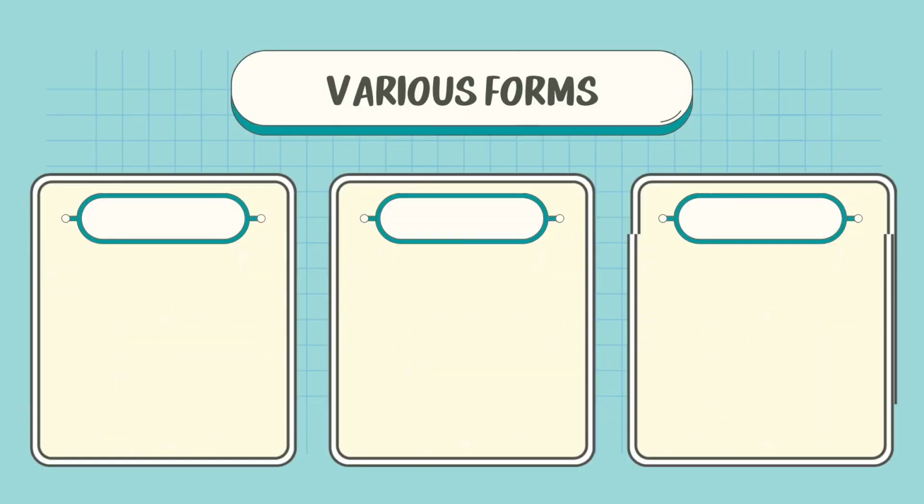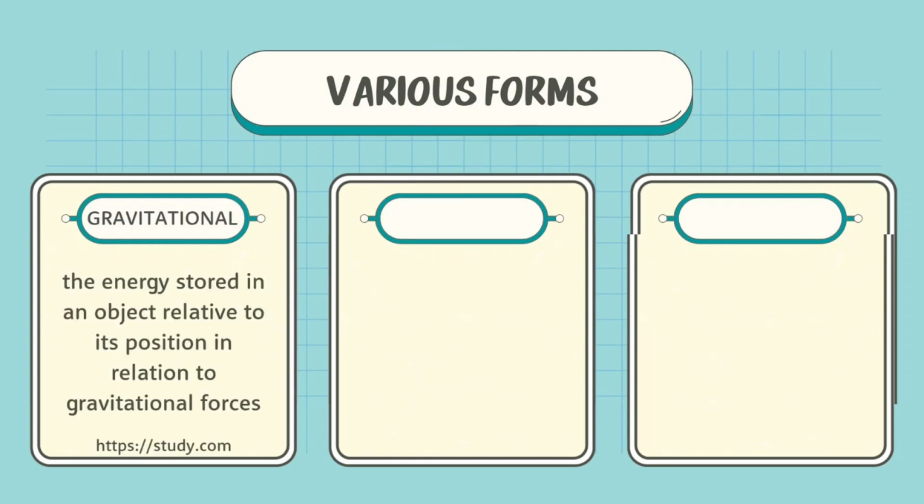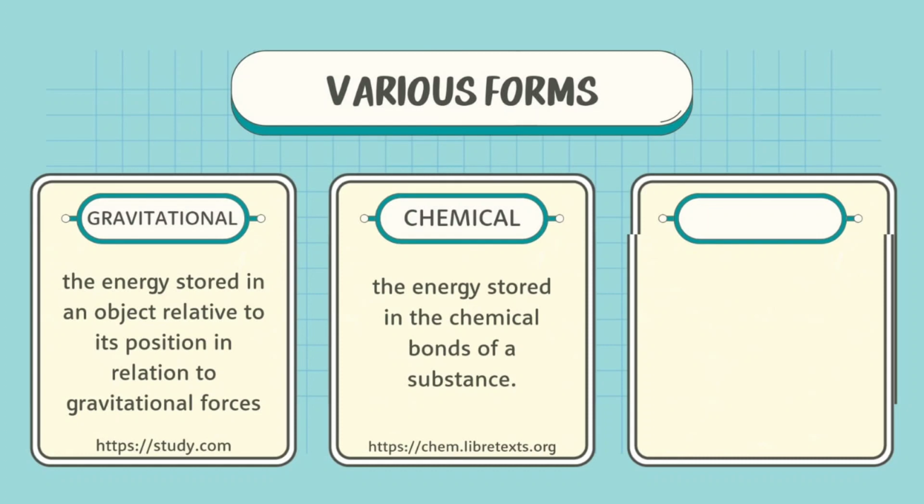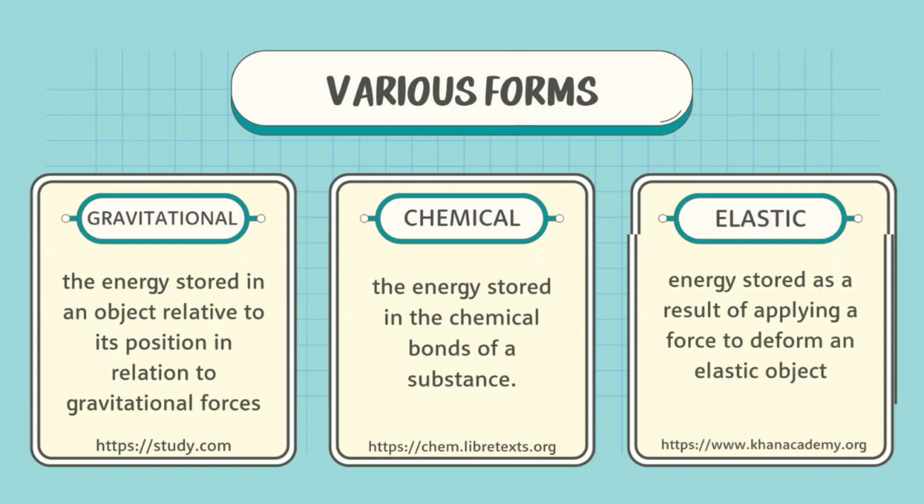Potential energy also has various forms. Gravitational potential energy is the energy stored in an object relative to its position and related to gravitational forces. Next, we have chemical potential energy, which is the energy stored in the chemical bonds of a substance. And last, we have the elastic potential energy. This is the energy stored as a result of applying a force to deform an elastic object, such as springs.